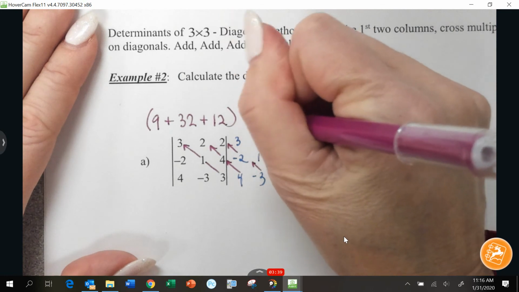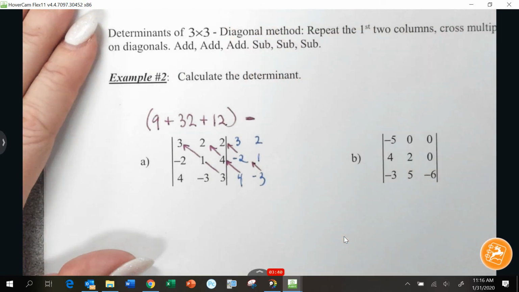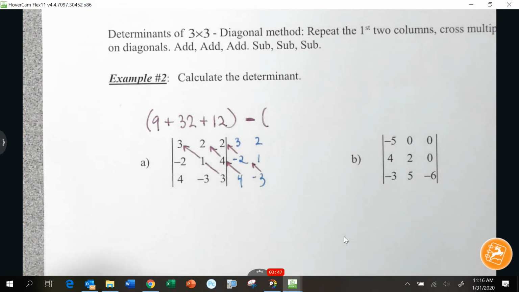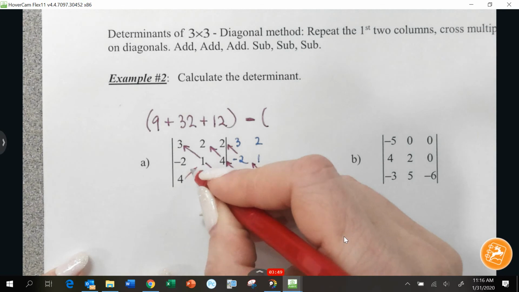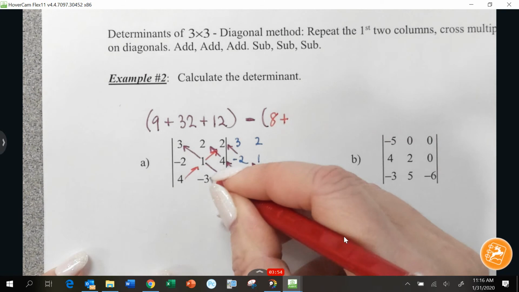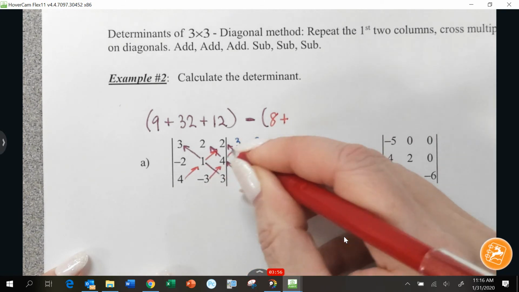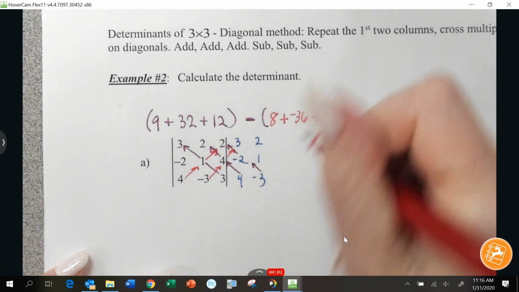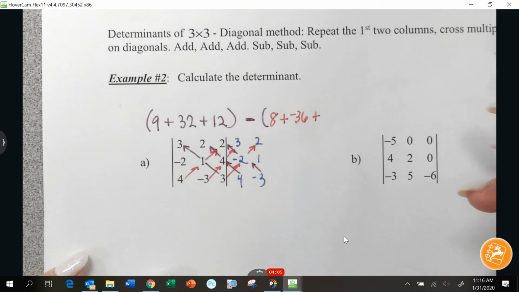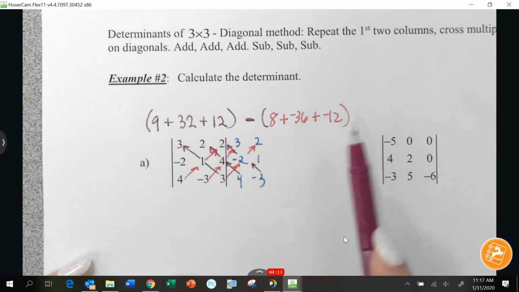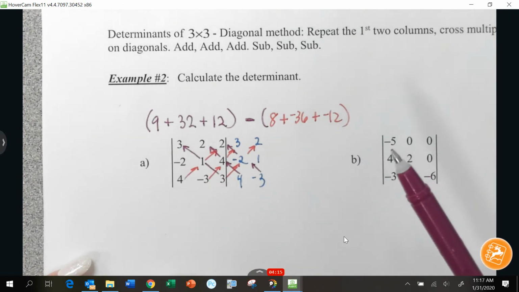Then we're going to subtract, and you have to go the other direction now. So 4 times 1, plus -3 times 4 times 3, 36. Plus 3 times -2 times 2, -12. So we are still doing the first diagonal minus the second diagonal. We just have multiple diagonals to add together first.